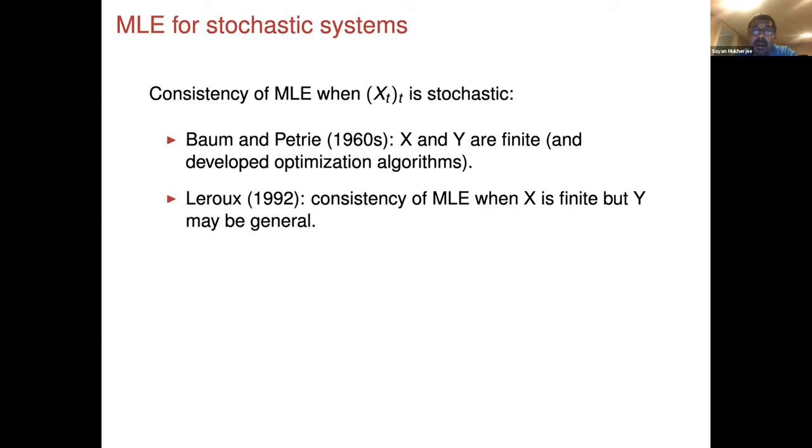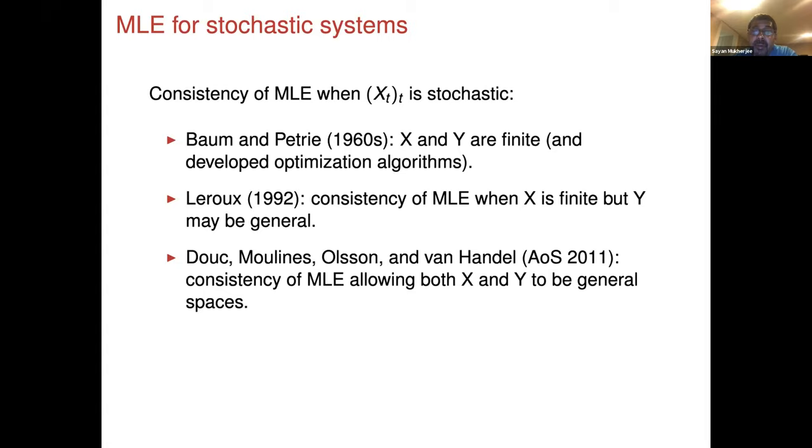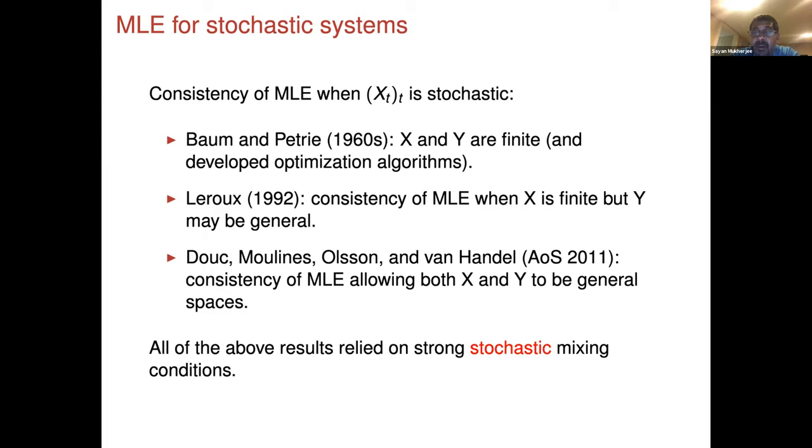Baum and Petrie, Leroux. And there's a paper by Douc, Moulines, Olsson and Van Handel that talked about consistency for MLE for infinite dimensional hidden Markov models, okay? And so these are very general spaces. Now, all of these results relied on strong stochastic mixing conditions. So being able to apply these results to a deterministic dynamical system is not possible, okay?